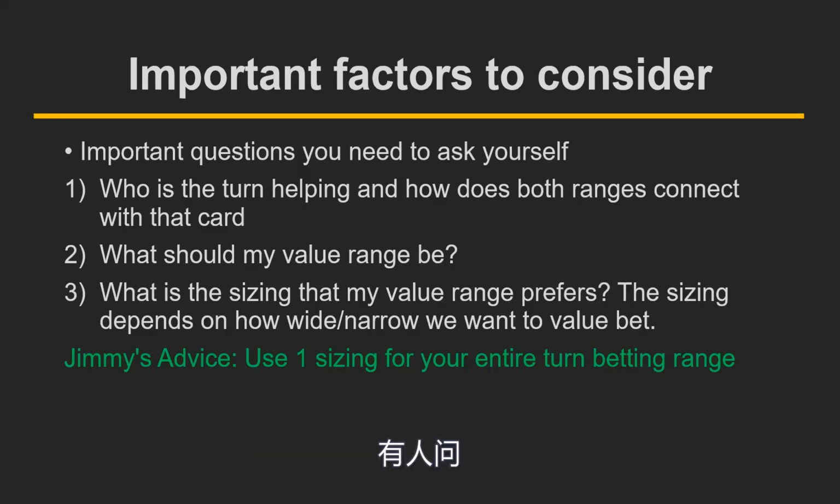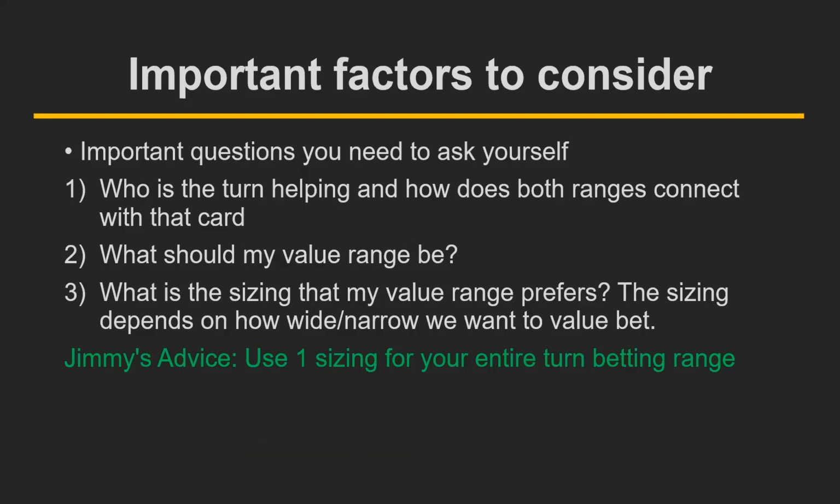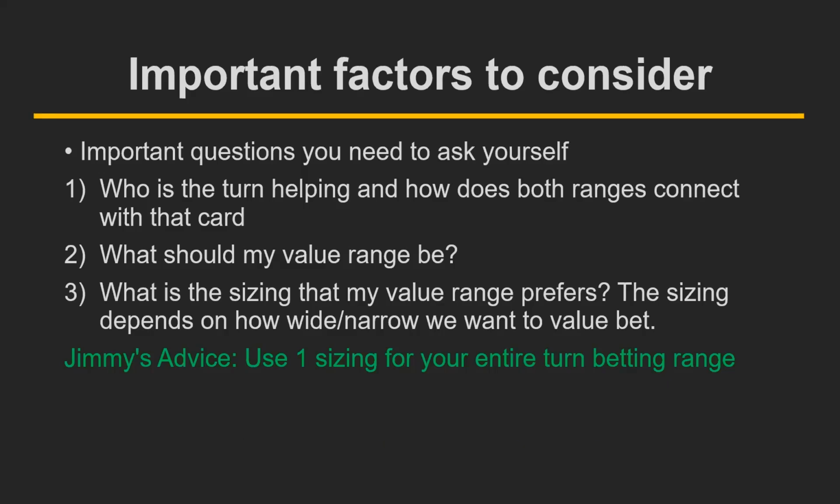Someone is asking, what about when the board pairs on the turn? Yeah, that's what we're going to be talking about. So basically, in solvers, when you're taking a look into certain spots, you're going to see that solvers like multiple sizings, right? So we have to take into account those questions I just talked about, and also what makes the most sense for our value range and our betting range.